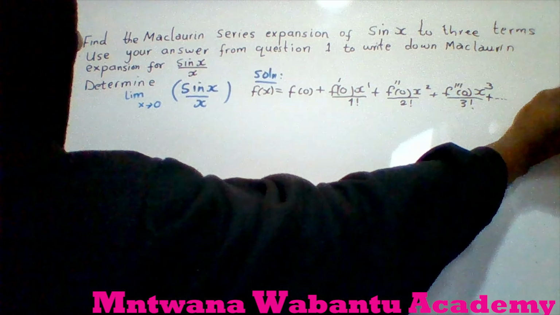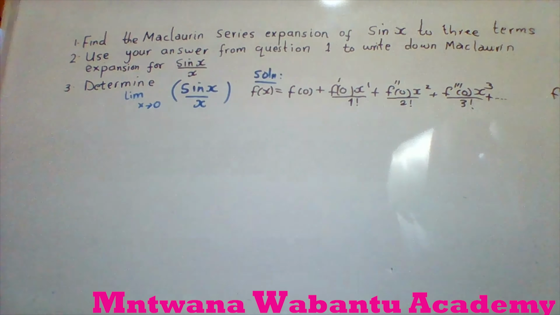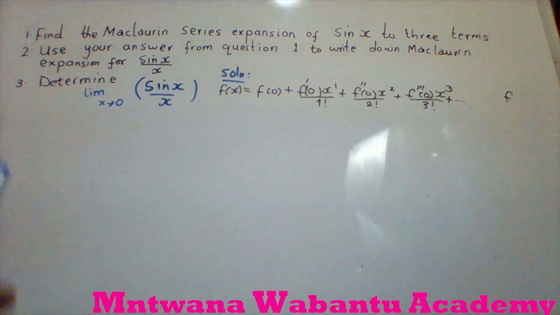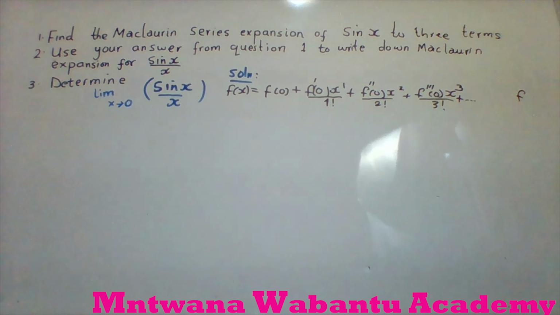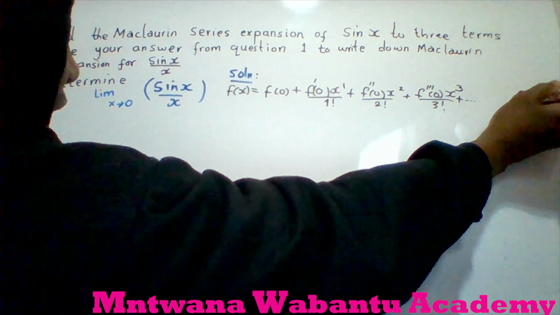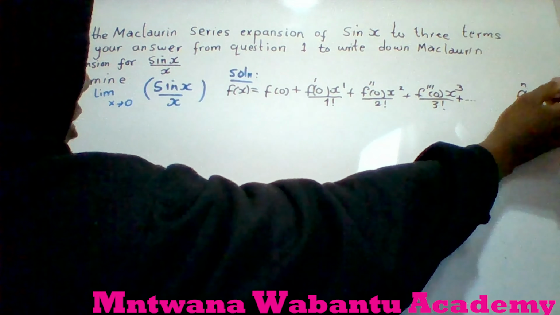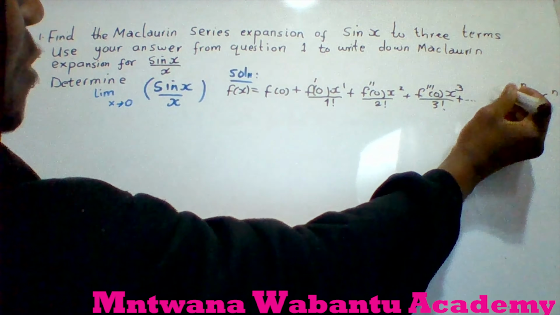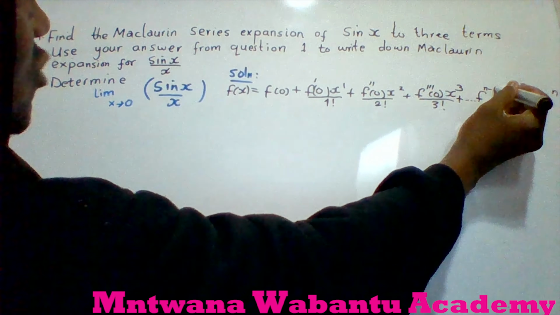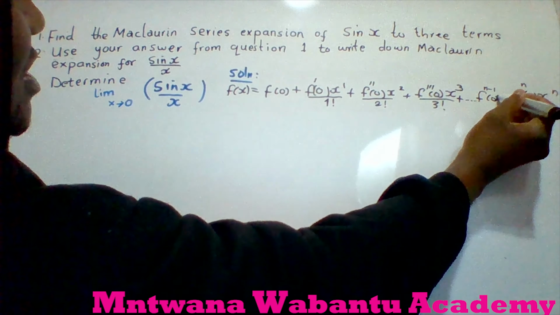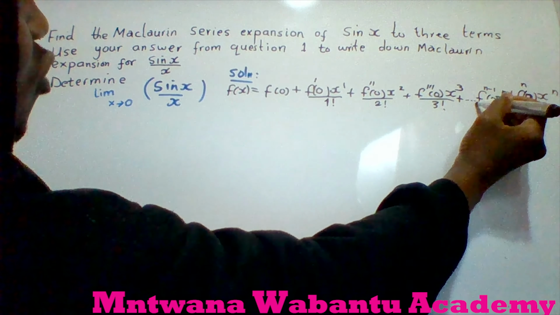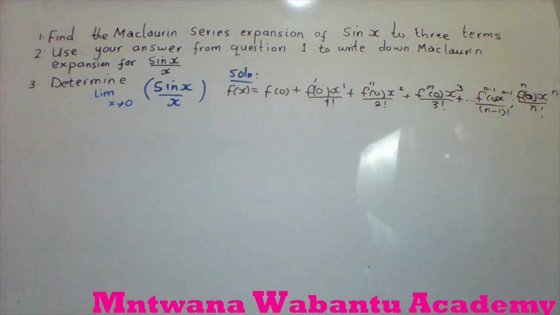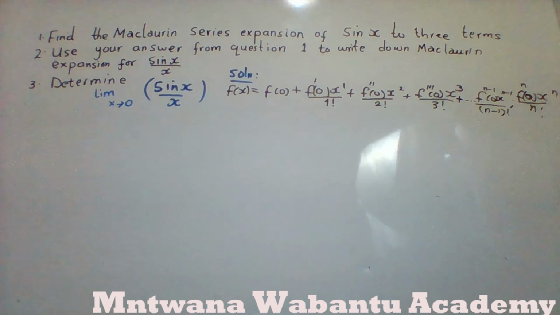up to the last one. So the last one is going to be f n-th derivative of 0 times x to the power n over n factorial. So the term before it must be f of n minus 1 of 0 times x to the n minus 1 over n minus 1 factorial.